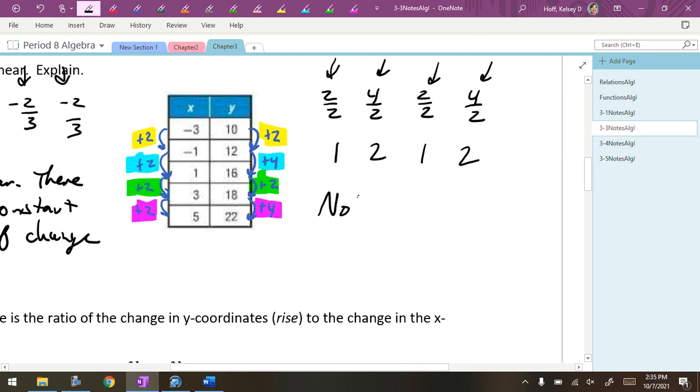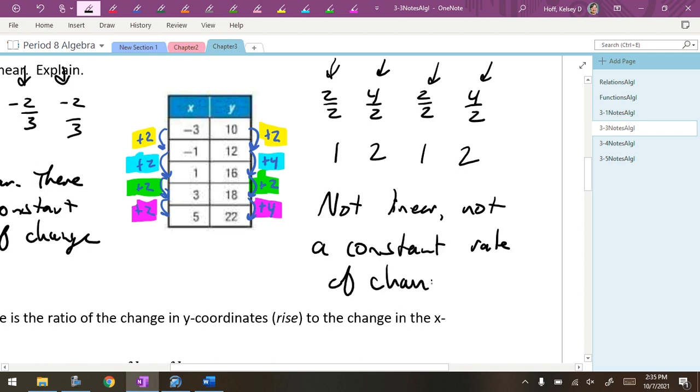Not linear, not a constant rate of change. What would happen if it went 1, 2, 3, 4? Would it be linear? Is that constant? Is that the same? Yeah. That's the same? You having $1 and me having $2? No, it goes up by 1. That's not what I asked. It has to be the same rate of change.